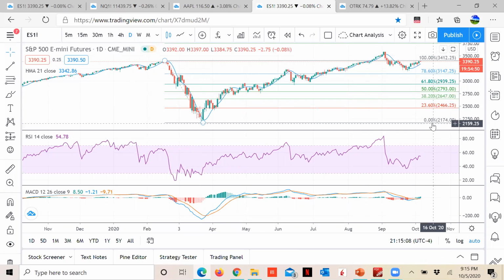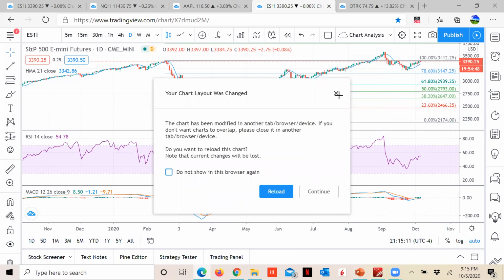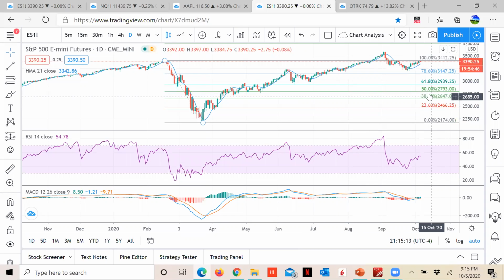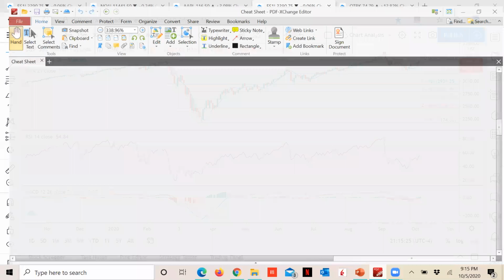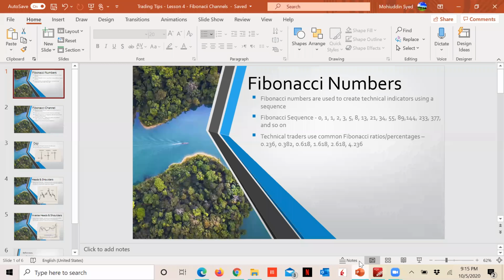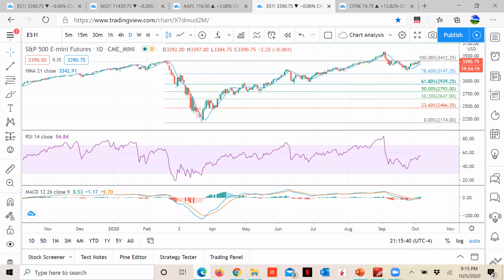So if you look at here, 0%, 23.6%, 38.2, 50, which generally is not a Fibonacci ratio, but the technical traders tend to include it, 61.8, 78, and then 100. So that's what we have here, right? 23.6, 38.2, 61.8, 50, and so on and so forth. So that's how you do a Fibonacci retracement.